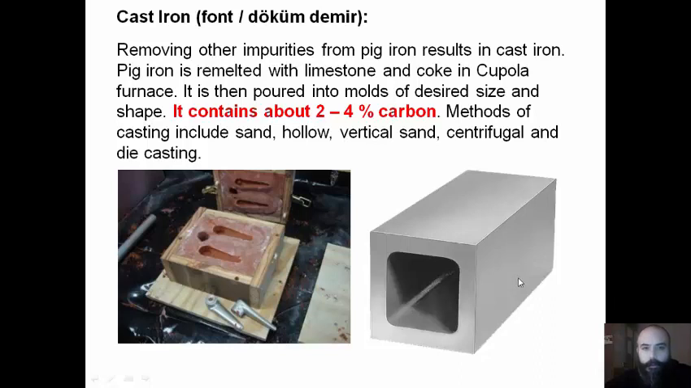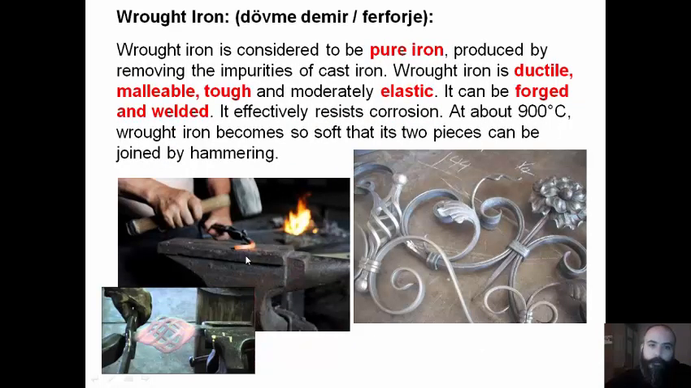Cast iron. Removing other impurities from pig iron results in cast iron. Pig iron is remelted with limestone and coke in a cupola furnace. It is then poured into molds of desired size and shape. It contains about 2 to 4% carbon. Methods of casting include sand, hollow, vertical sand, centrifugal, and die casting.